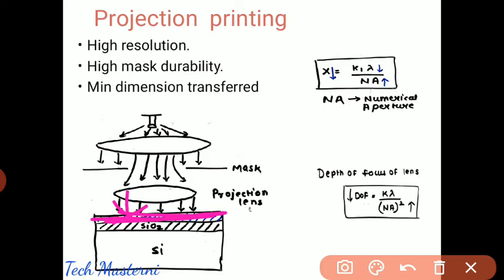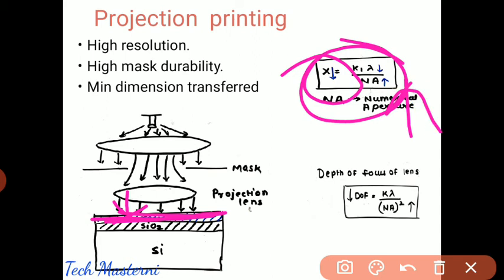The minimum dimension that can be transferred has this formula: X equals K1 lambda upon NA, where NA is the numerical aperture. To get a minimum value of X, we need to increase the numerical aperture as high as possible, or we can decrease the lambda value, the wavelength, so that we get a smaller value of X.